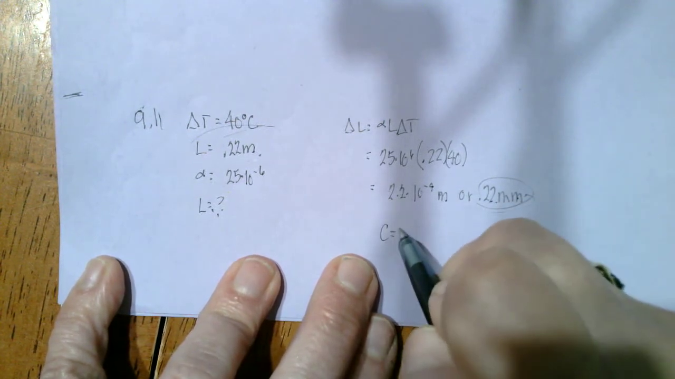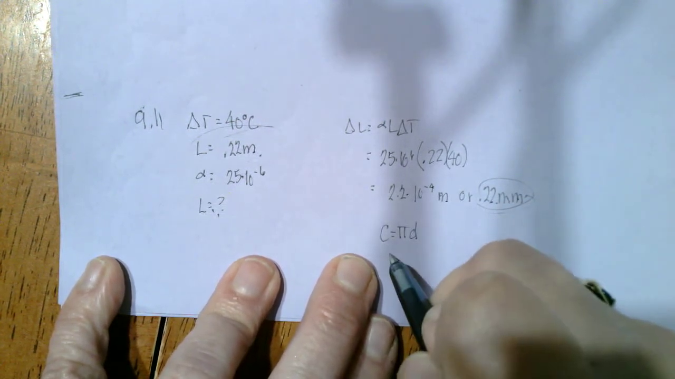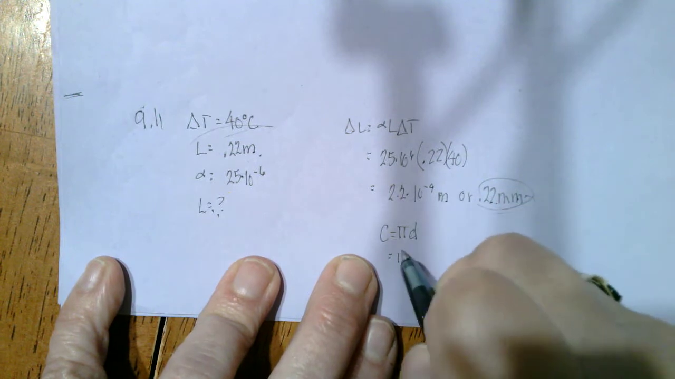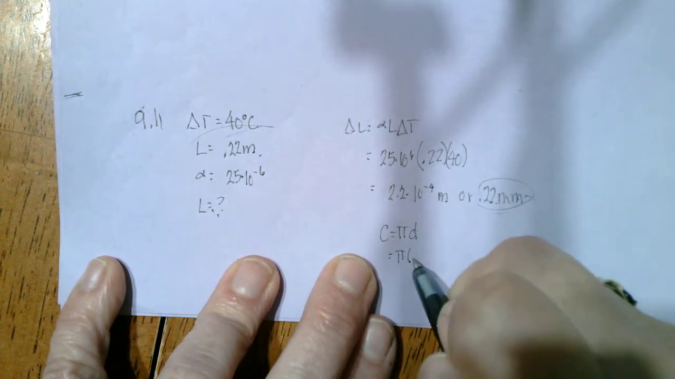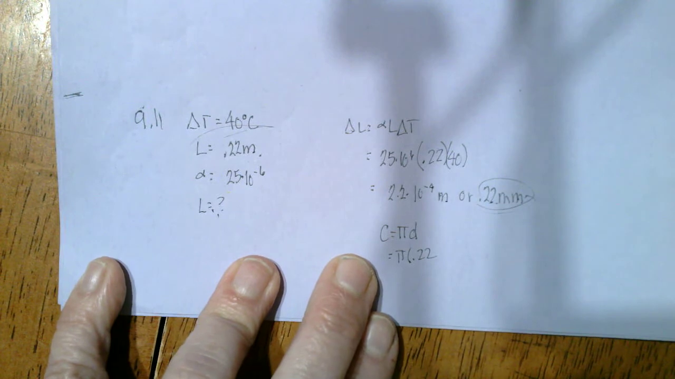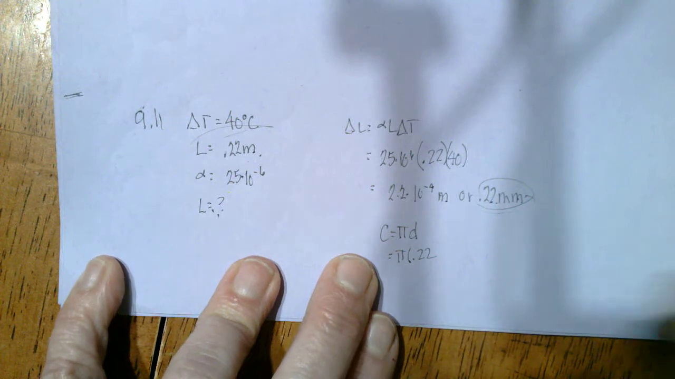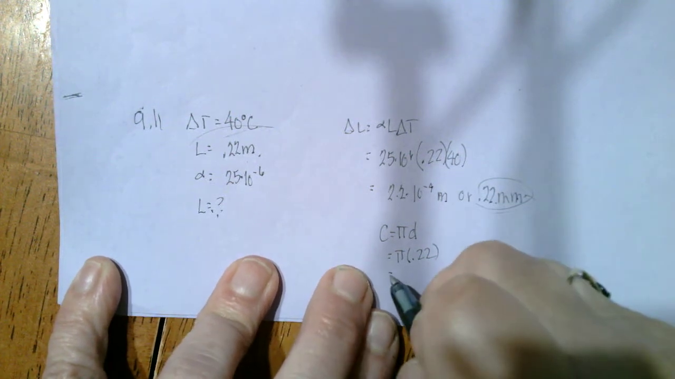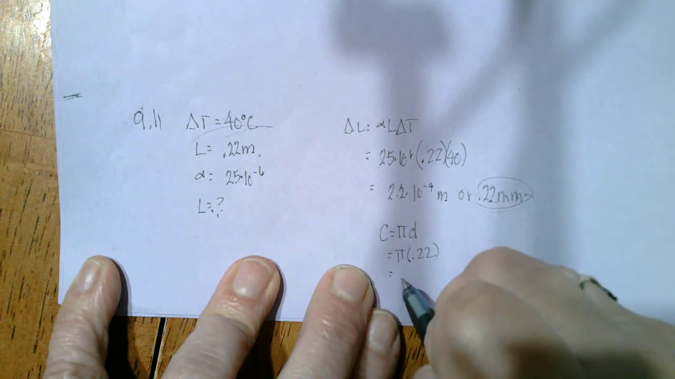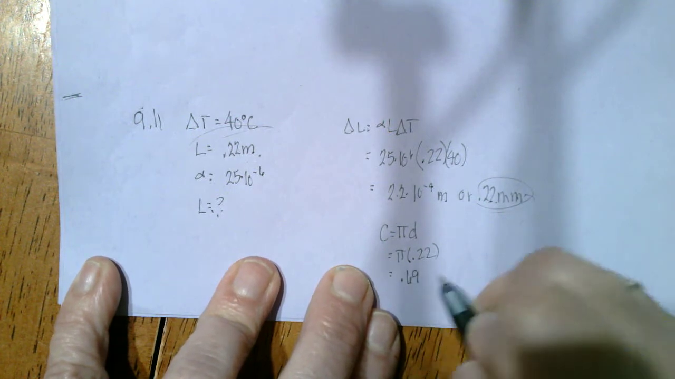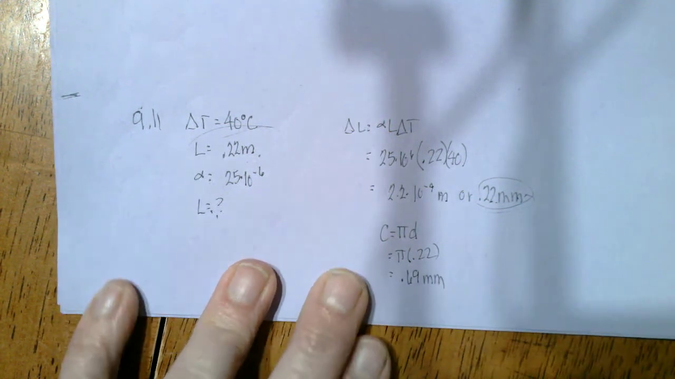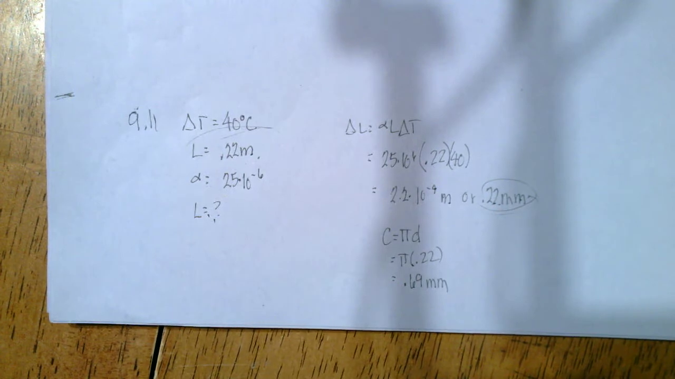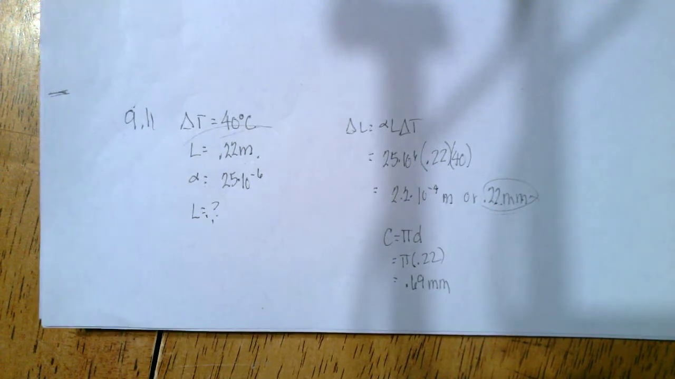So C is equal to pi d, which is equal to pi times 0.22, and I need to check to make sure that you can still see this. Give me a second. Yep, you can, good. Times 0.22, so my change in circumference is 0.69 millimeters. Okay, so obviously running hot water over it makes it expand.